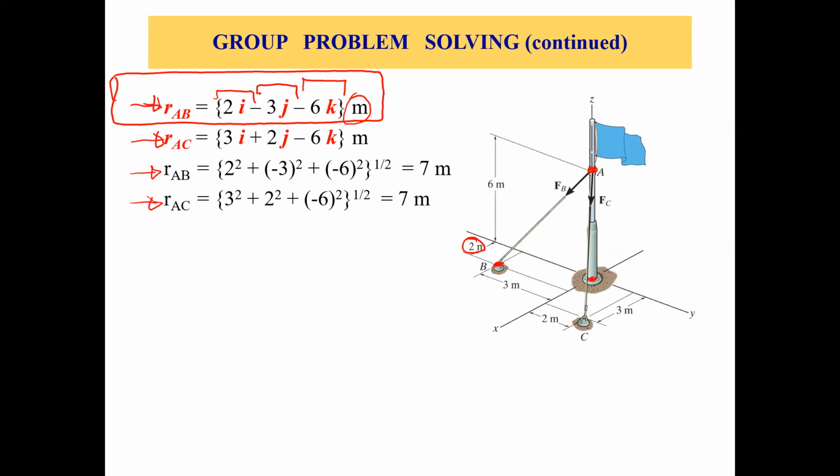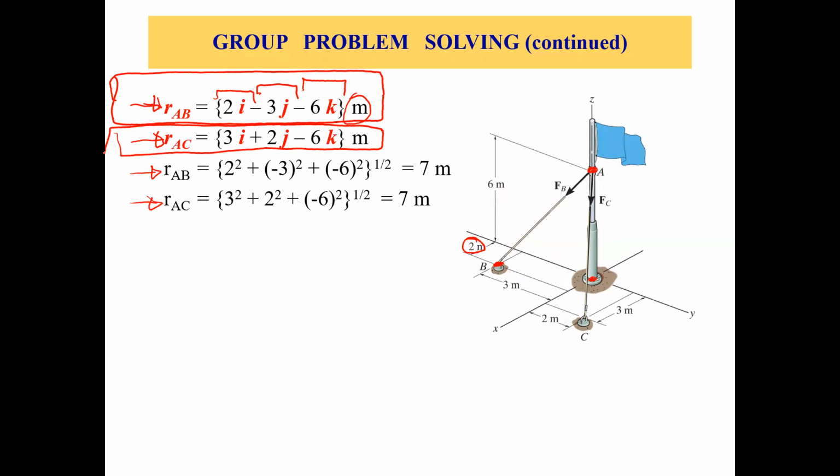Similarly, you can find RAC, the position vector from point A to point C. Here point C is the tip and point A is the tail. So again, tip to tail rule, tip minus tail, or the coordinates of point C minus coordinates of point A. We get 3i plus 2j minus 6k meters. So that's how we found RAB and RAC, which are the position vectors along AB and AC.